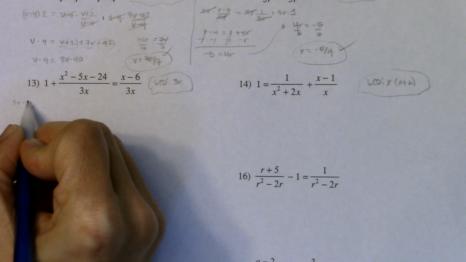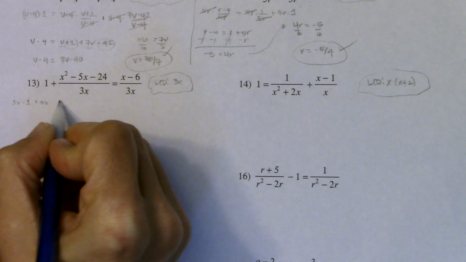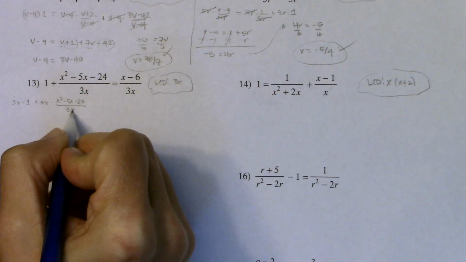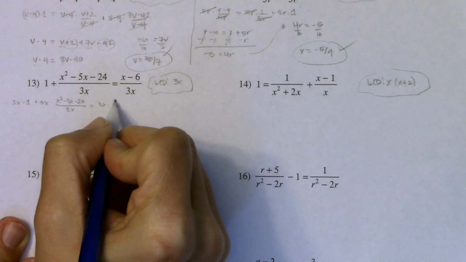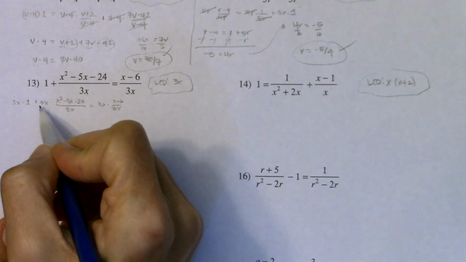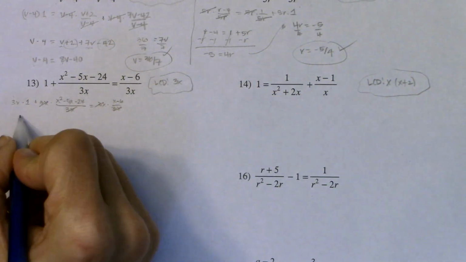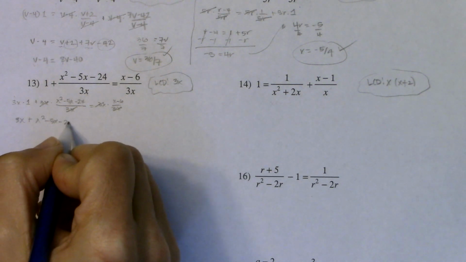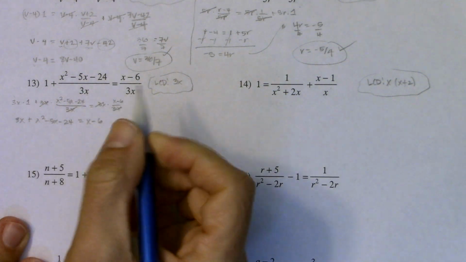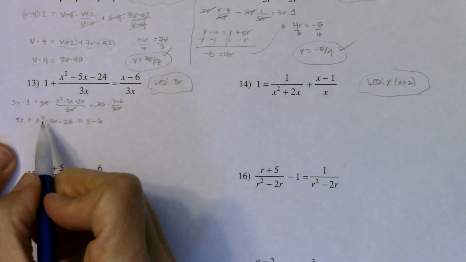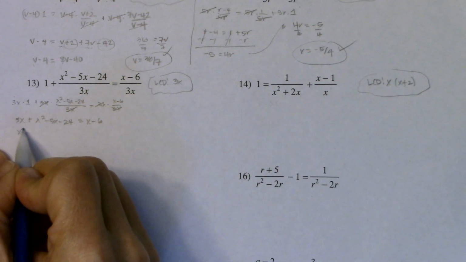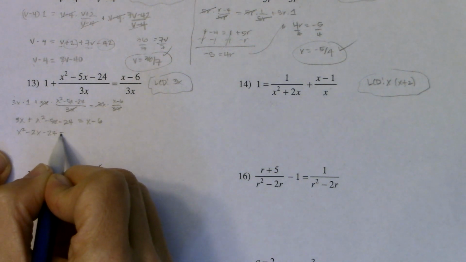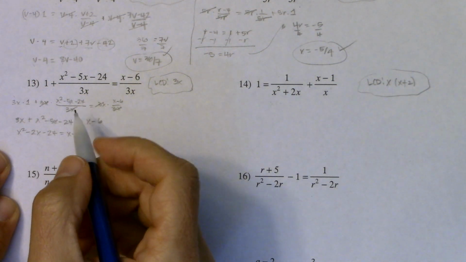So 3x times 1 plus 3x times, it looks like this trinomial of x squared minus 5x minus 24 over 3x. And that should be equal to 3x times x minus 6 over 3x. 3x's are going to cancel here and here. So it looks like we have 3x plus x squared minus 5x minus 24. That's going to be equal to x minus 6. So let's just start to collect some like terms. On this left side, I've got an x squared. Positive 3x minus 5x is minus 2x minus 24. That should be equal to x minus 6.